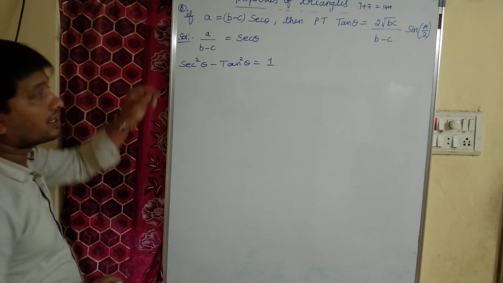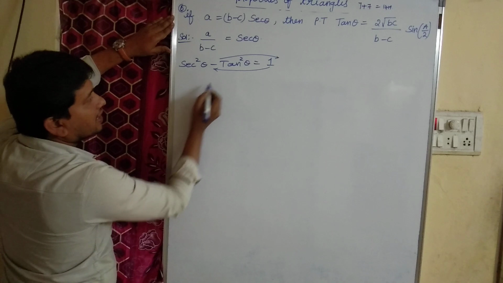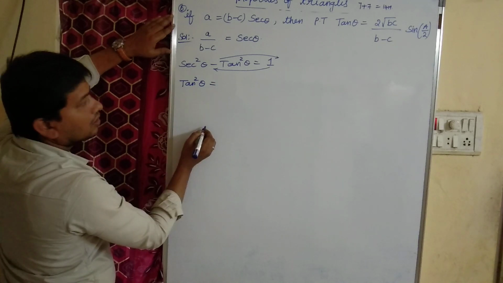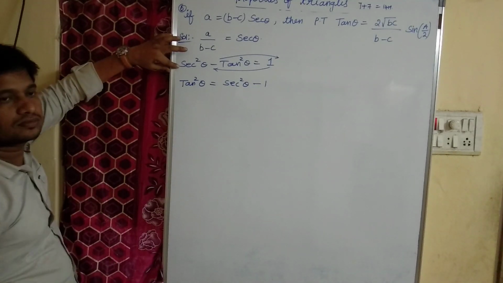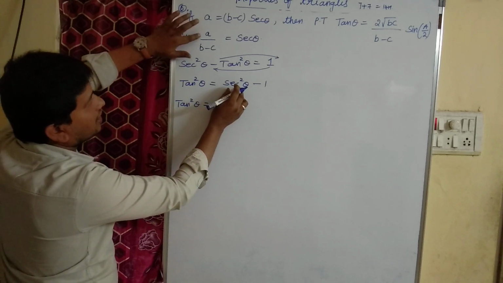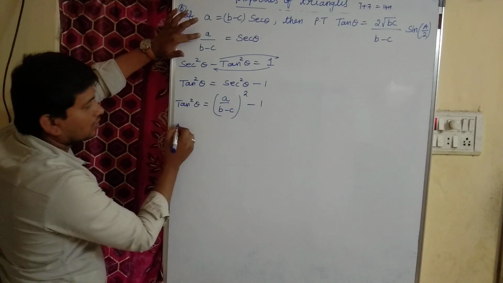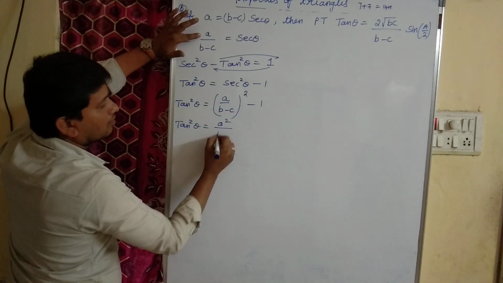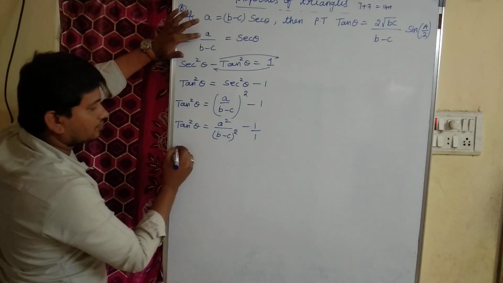As they are asking to prove tan θ, what we will do: the minus tan²θ we transpose, and the plus 1 we take to this side. So minus tan²θ, transposed, becomes plus tan²θ. Here we have sec²θ, and plus 1 coming to this side means minus 1. So tan²θ = sec²θ − 1, where sec θ is nothing but a/(b − c), whole squared. So tan²θ = a²/(b − c)² − 1.